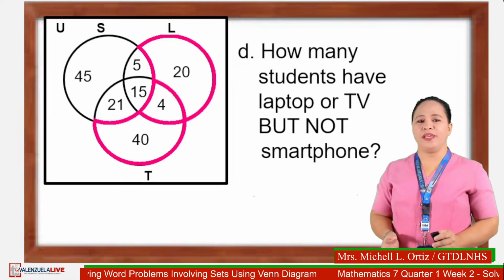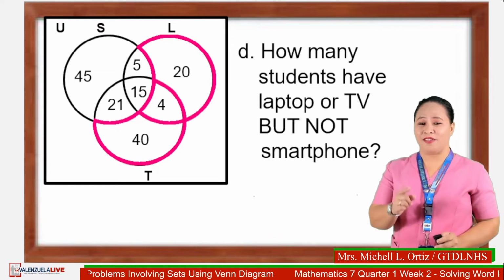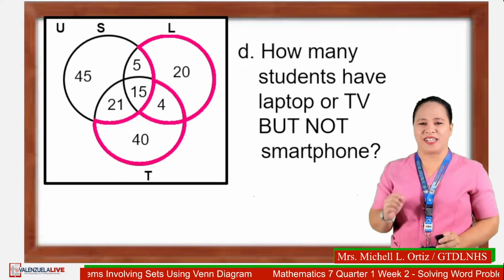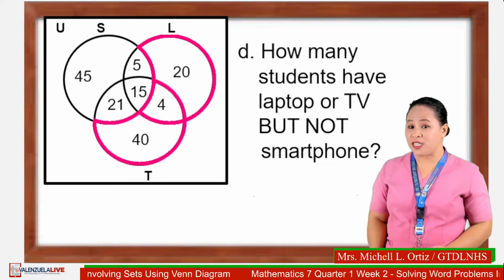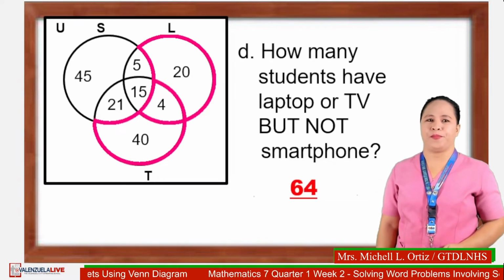Why did we eliminate those who are using the smartphone? Because there is another condition, but not smartphone. And so the answer for this question must be 64.